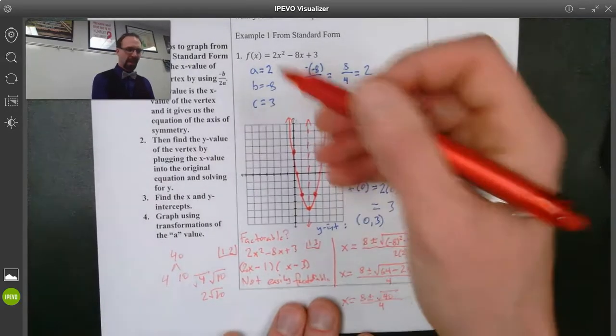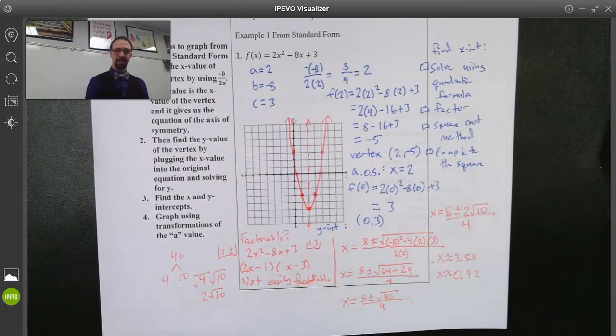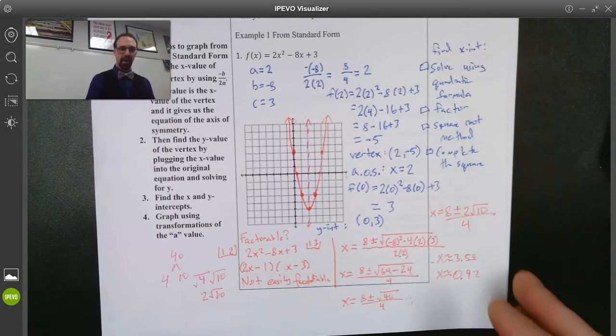Also notice that this is a positive and it opens up. That matches what we have. And this looks like it stretches more vertically, which also matches what 2 is. We really digested this example. Join me in the next one as we go over graphing using a different method.